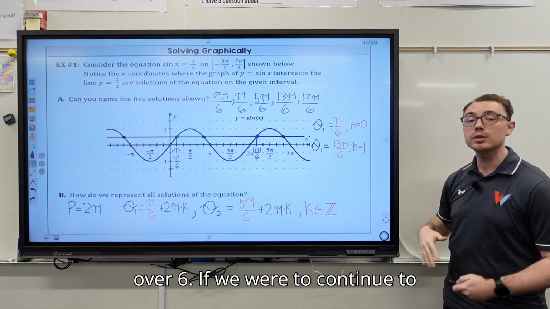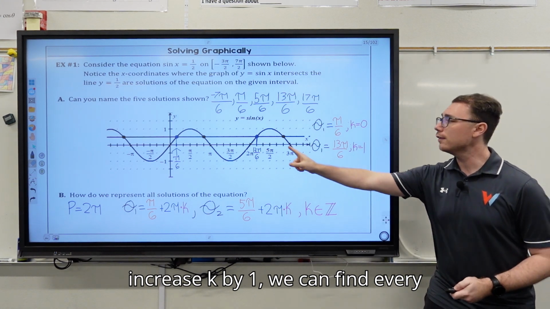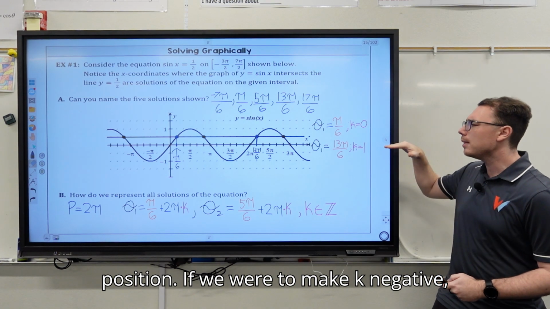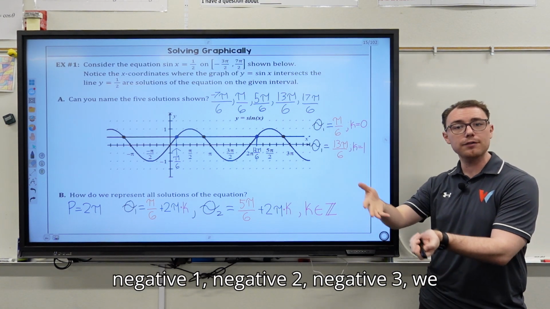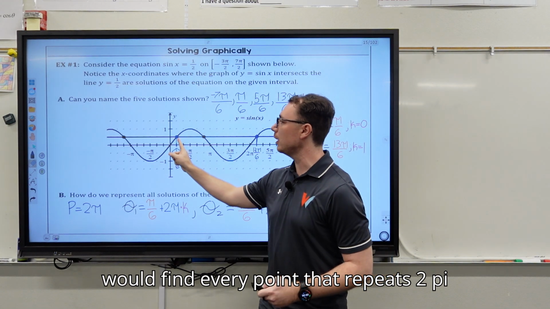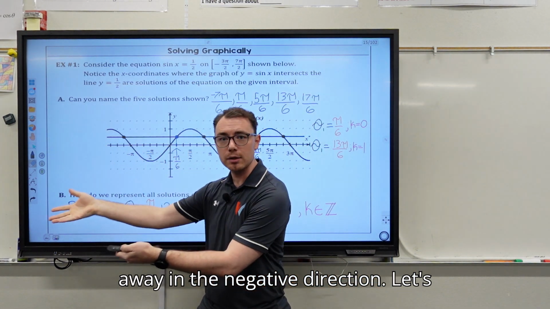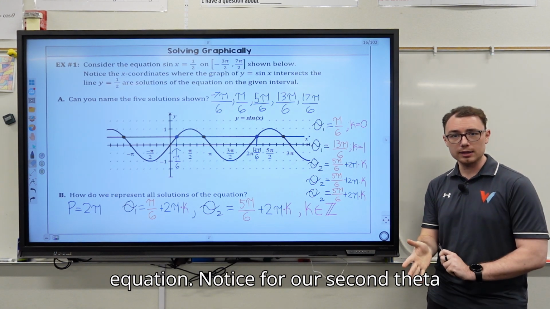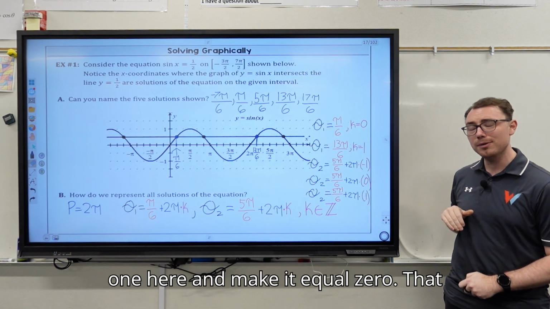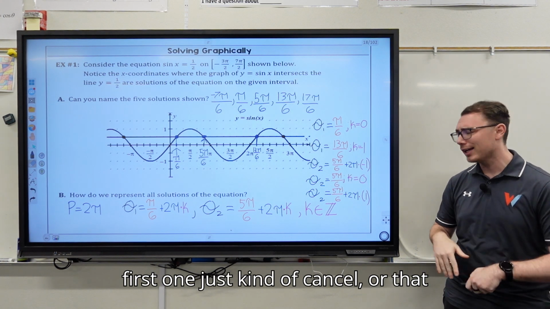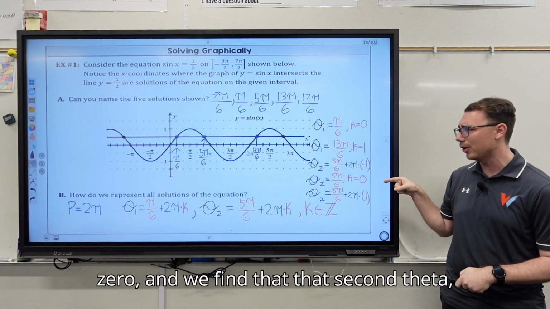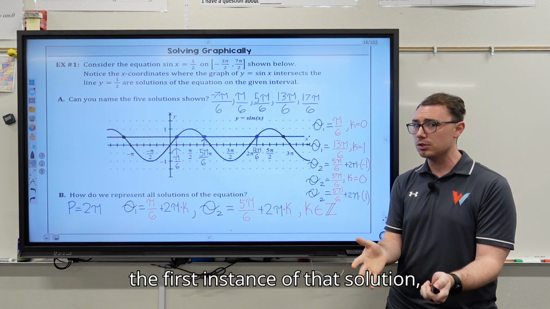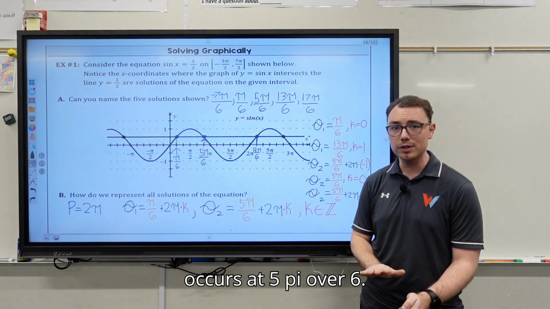If we were to continue to increase k by 1, we can find every additional point that repeats at that position. If we were to make k negative, -1, -2, -3, we would find every point that repeats 2 pi away in the negative direction. Let's show that example with our second theta equation. Notice for our second theta equation, I'm going to grab that middle one here and make it equal 0. That second term cancels out for k equals 0, and we find that that second theta, the first instance of that solution, occurs at 5 pi over 6.